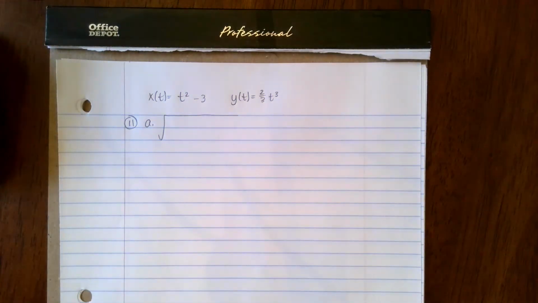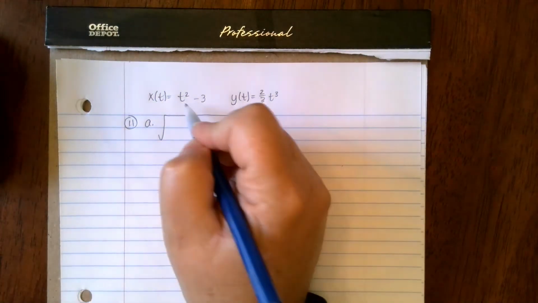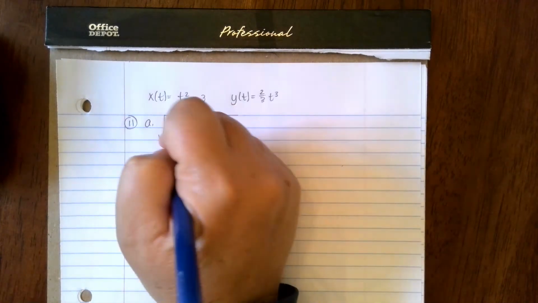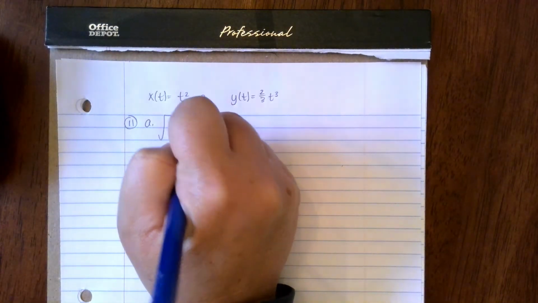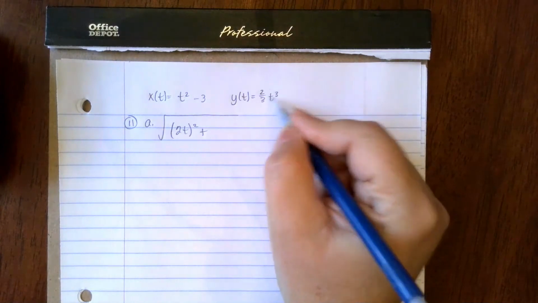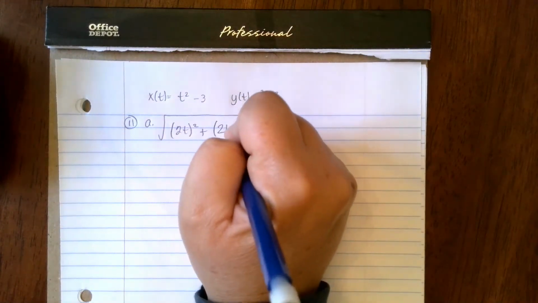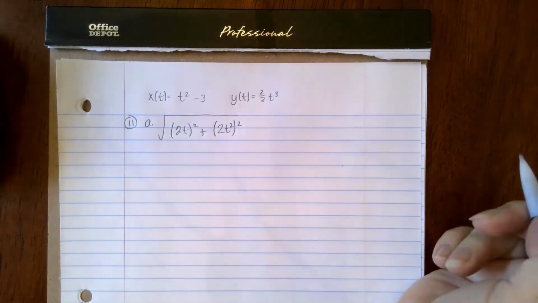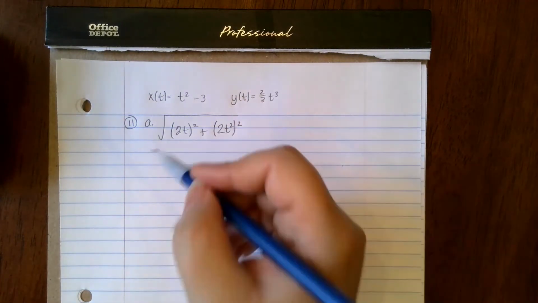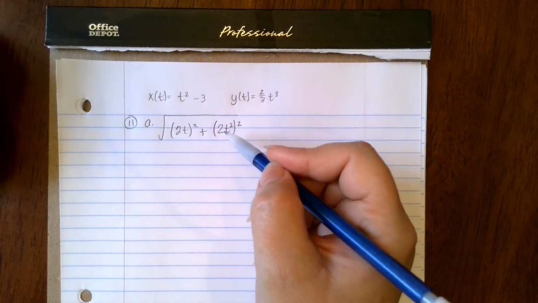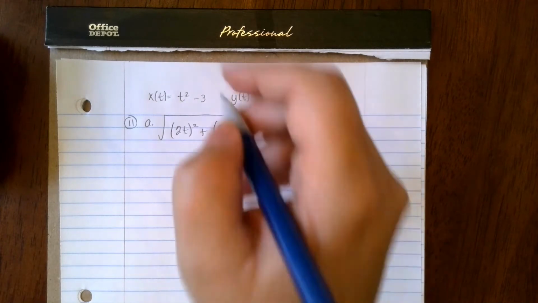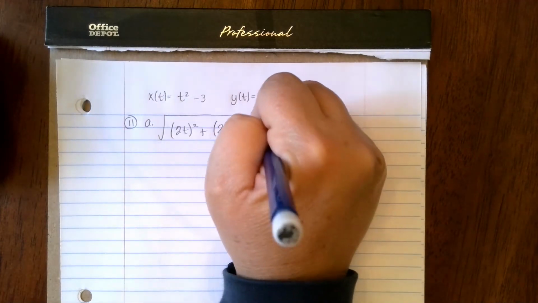4:21. Super late. So anyway, the derivative of t squared minus 3 is 2t. So we got (2t) squared, plus the derivative of 2/3 t cubed, which is going to be 2t squared. So you've got the square root of (2t) squared plus (2t squared) squared, and you want to evaluate this at t is equal to 5.